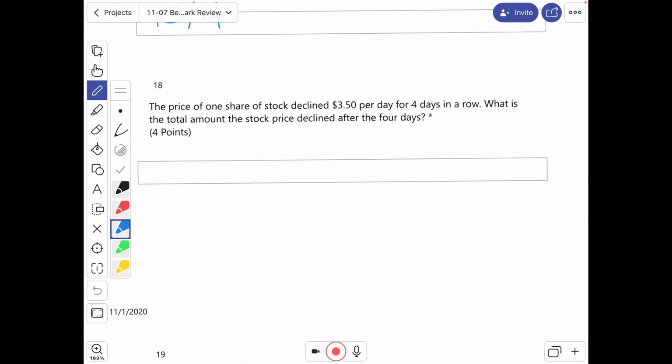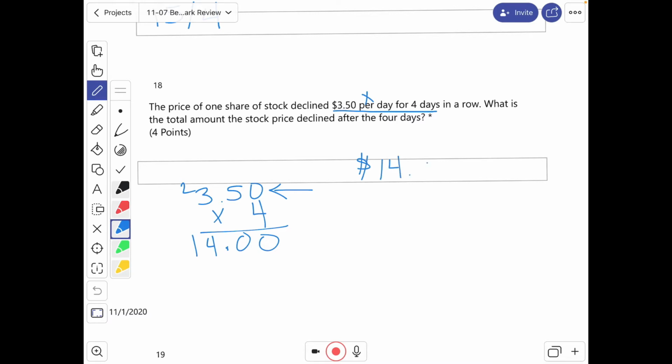Number 18. The price of one share of stock declined $3.50 per day for 4 days in a row. What is the total amount the stock price declined after the 4 days? Per means to multiply, so $3.50 times 4. When we get our answer, we want to move our decimal over 2 spaces. So the total amount that the stock price declined was $14.